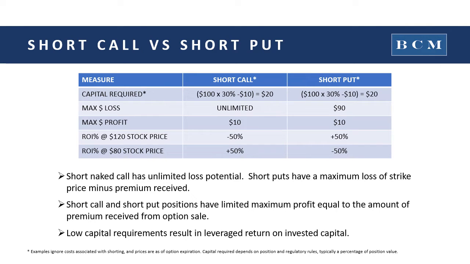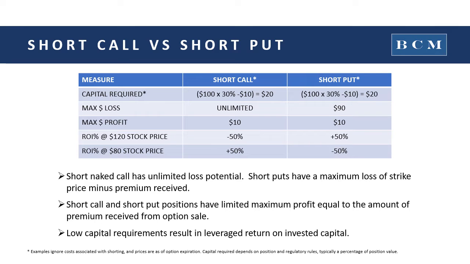Now we know that both the short call and the short put have a limited profit, a maximum profit of $10, which is what we sell the options for. The short call has unlimited loss potential because price can go up without limit. And the short put has a maximum loss of $90 because the stock price can only go down to zero. Both of these option positions will experience leveraged returns when compared to just regular stock positions. That's the same as with the long calls and puts we talked about in part 2. And this is because the options have a lower capital requirement.